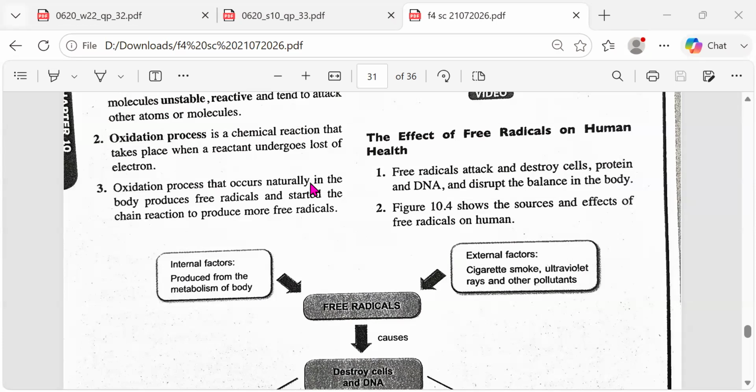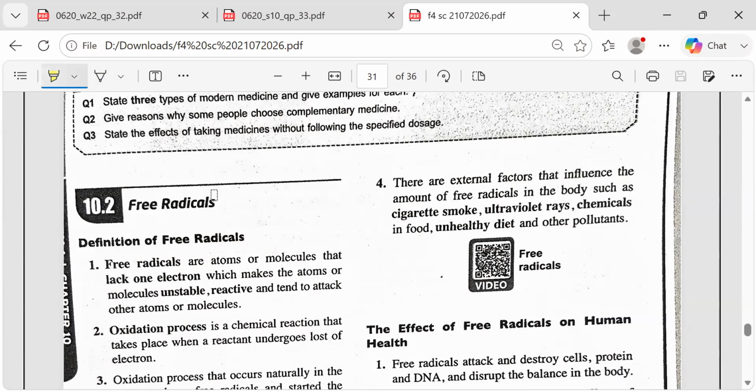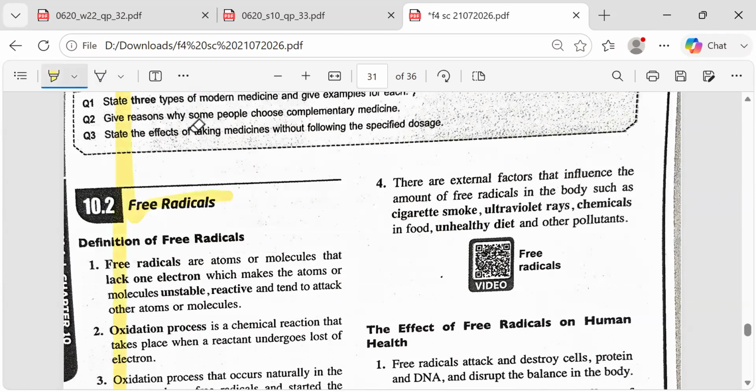Do you understand the concept of what free radicals are? Do you remember last week I was teaching you what free radicals are? For example, I don't know whether you remember. What happens is, the cure for free radicals is antioxidants.